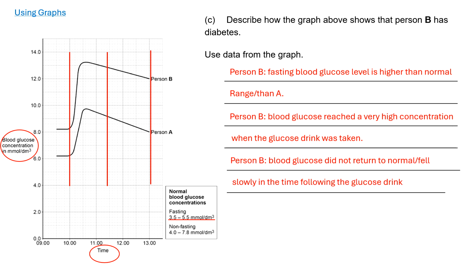And then for the third mark, if we look at the end of the graph, again, person B, the blood glucose level didn't return to normal in comparison to what it says in the key. And equally, it fell slowly in the time following the glucose drink.